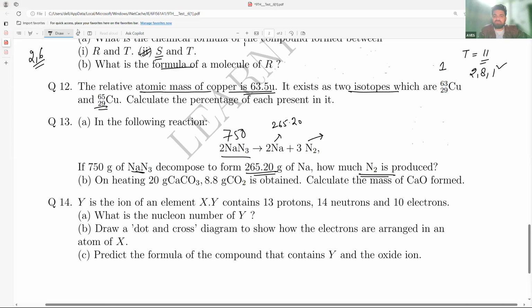So this is very simple. You have this much of this one. When you are getting this much amount of this one, so subtract this one. Whatever answer you get is the amount of nitrogen. This is the law of conservation of mass. The total mass of the reactant must be equal to the total mass of the product. So if we have 750, you subtract 265.20.